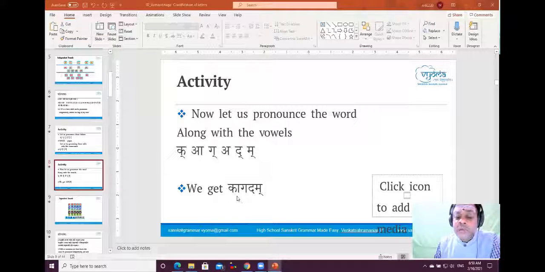Now, what is the matra for Ka? Technically speaking, K is half matra. A is 2 matras. So 2.5 matra is the time taken for the sound Ka. Ga, for the sound Ga, it is 1.5. For the Da, it is 1.5. For the Makara, Anuswara, it is half. So this is how the matra calculation works.